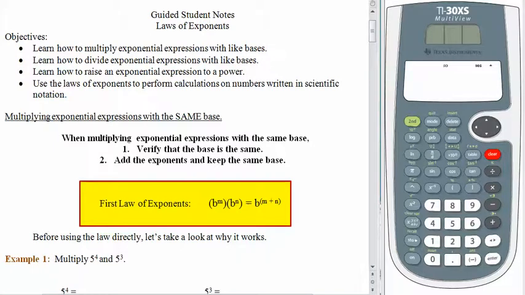Hello, today's lesson is on the laws of exponents. We've spent a fair amount of time talking about powers of 10, numbers written in scientific notation, and we're really getting ready to use those concepts. But before we do, we have to understand how exponential expressions behave when we multiply them, or divide them, or raise them to powers. And so that's what we're going to do today.